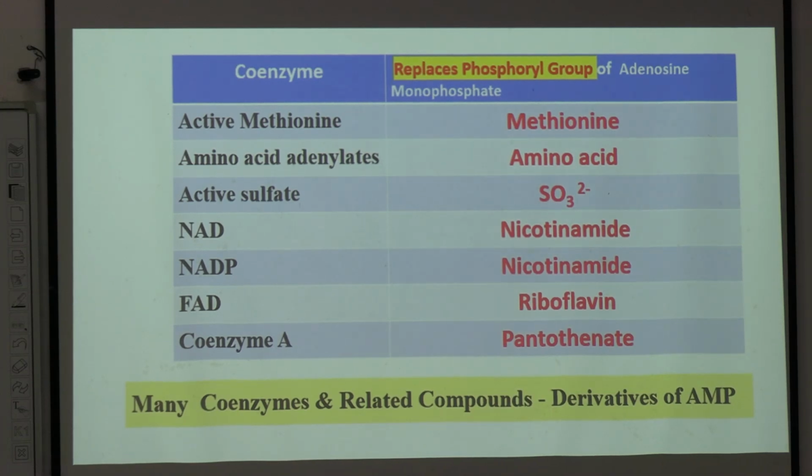Coenzymes. So in adenosine monophosphate, the phosphate group is replaced by these things. One is active methionine, called S-adenosyl methionine. Amino acid adenylates. Active sulfate, where in adenosine the phosphate group is replaced by the sulfate group. NADP, FAD, coenzymes. And many coenzymes and related compounds are derivatives of AMP.